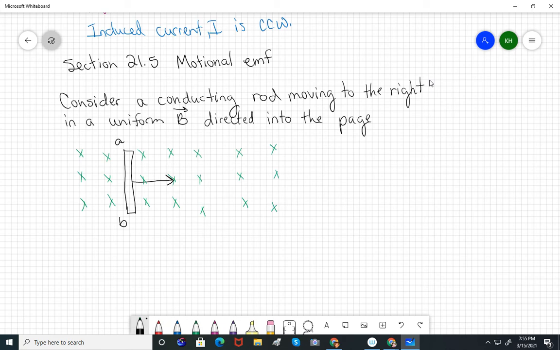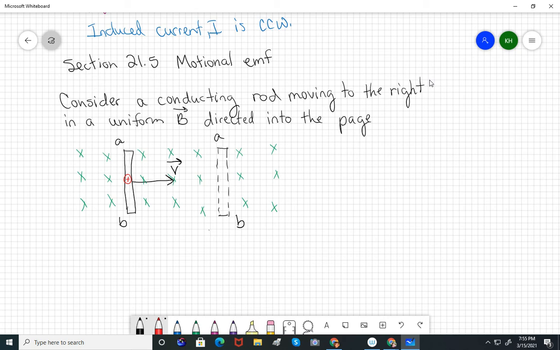Okay, so it's moving with a velocity v, and at some later point, it's going to be over here. Let's think about what happens to a positive charge inside this rod as you pull. So picture this positive charge right there.